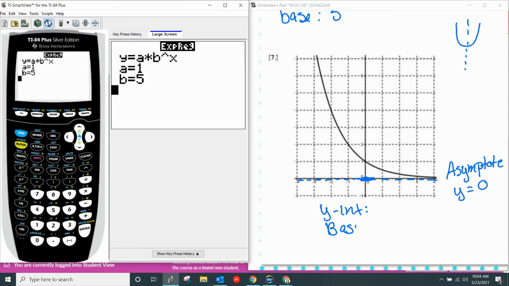Well, I can see where it's crossing the y-intercept right there. That's at 1. And so I'm going to find another point. So make sure you pick a good one. Usually if you go over one square, there's a good point right there.